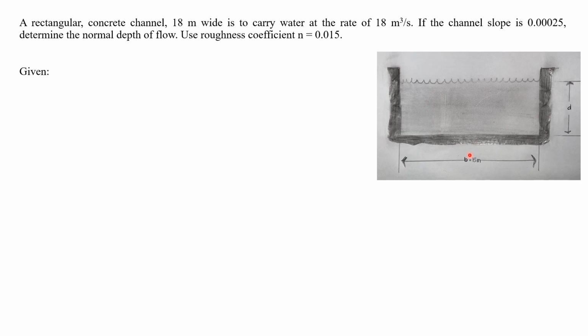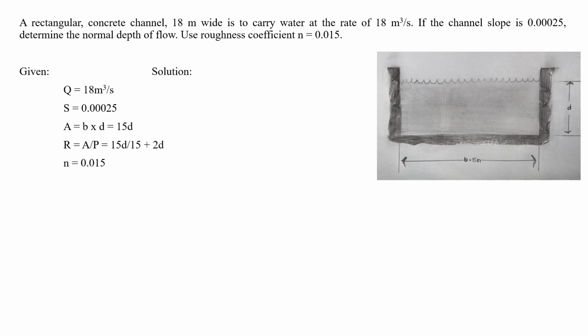Use roughness coefficient n is equal to 0.015. Here, which is a rectangular channel, identifying our given, Q is equal to 18 cubic meter per second, slope is equal to 0.0025. Area is base times the depth, equal to 15 times D. R is equal to area over perimeter, equal to 15D over 15 plus 2D, since P is equal to B plus 2D. n is equal to 0.015.